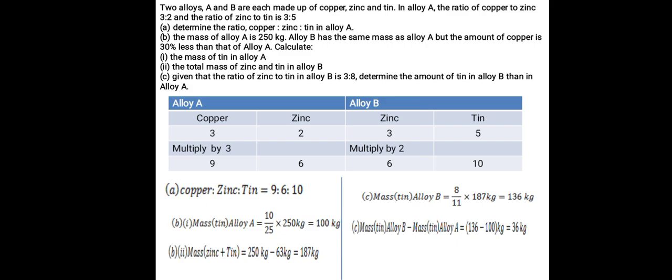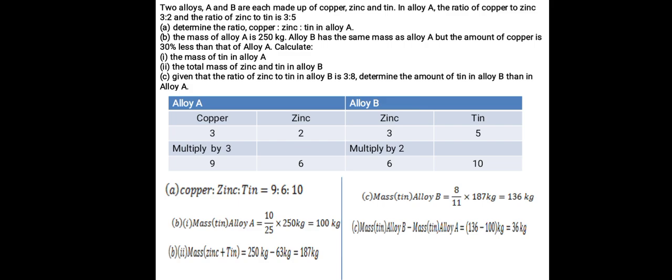B. The mass of alloy B is 250 kilograms. Alloy B has the same mass as alloy A, but the amount of copper is 30% less than that of alloy A. Calculate 1. The mass of tin in alloy A. 2. The total mass of zinc and tin in alloy B. C. Given the ratio of zinc to tin in alloy B is 3 to 8, determine the amount of tin in alloy B more than in alloy A.